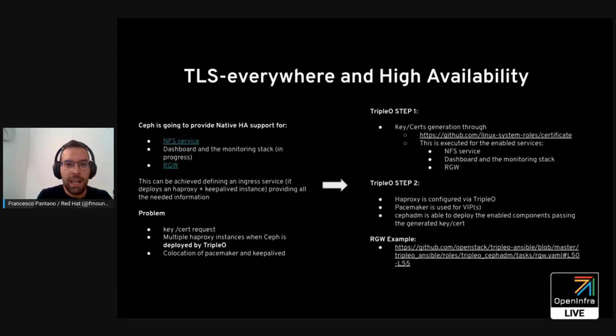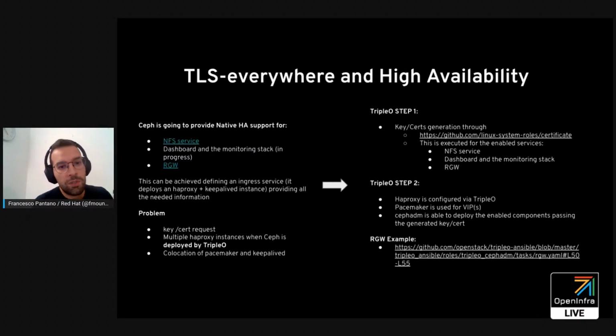Okay. The other two things I want to highlight at this point is that TripleO integration is not just deploying the first minimal cluster and then adding some daemons, but we have also TLS everywhere and high availability. These are two key points for TripleO deployments, because having services with TLS and in high availability way, it's one of the key points for TripleO.